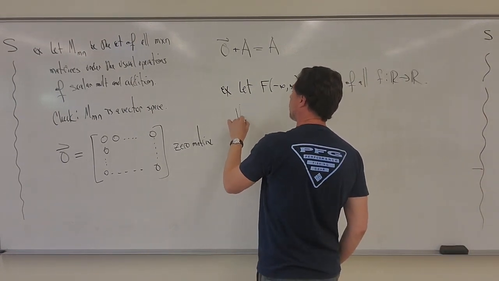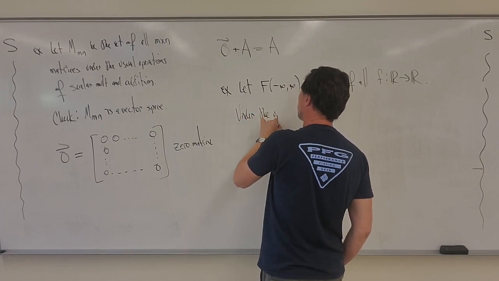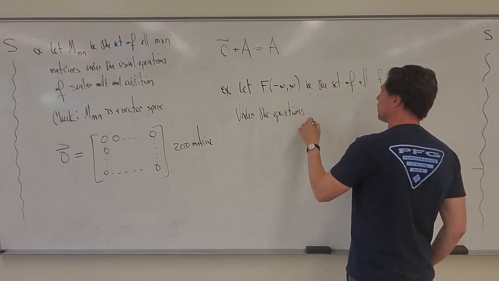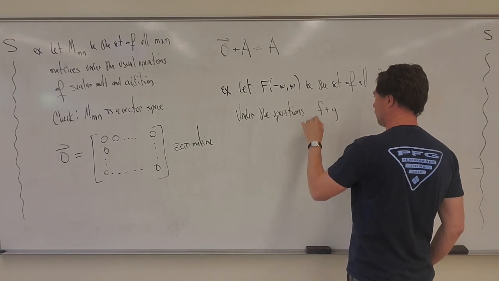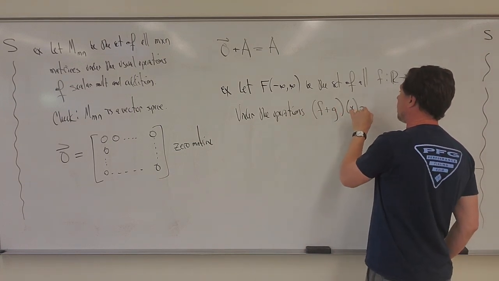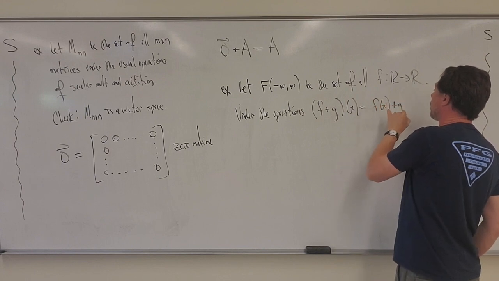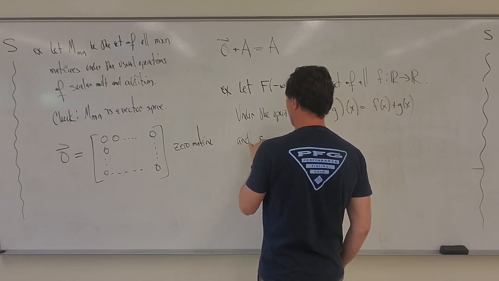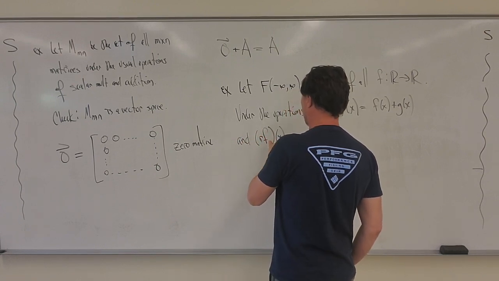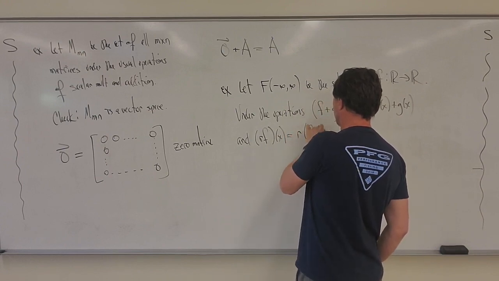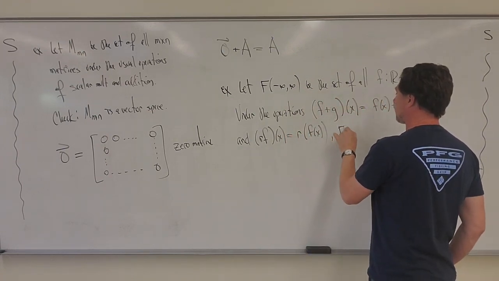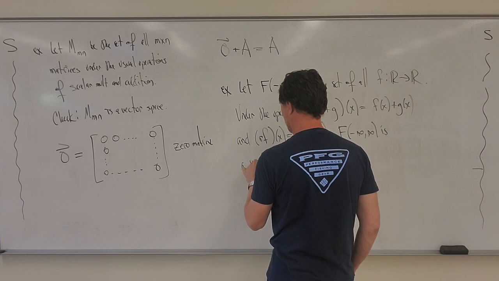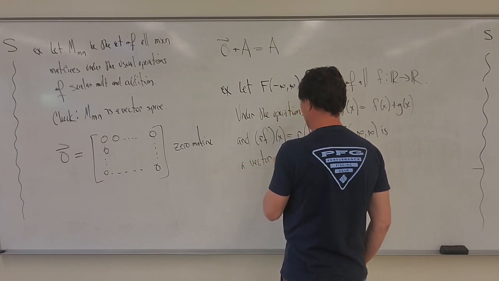And it turns out under the operation, so now we need to say what it means to add functions. So f plus g of x equals f of x plus g of x, and r times f of x equals r times f of x. So under these operations, capital F of minus infinity to positive infinity is a vector space.